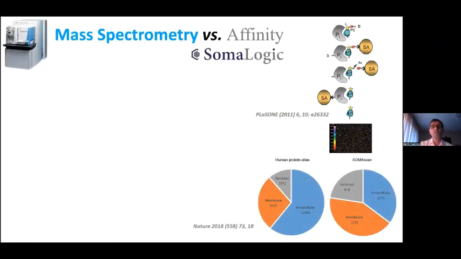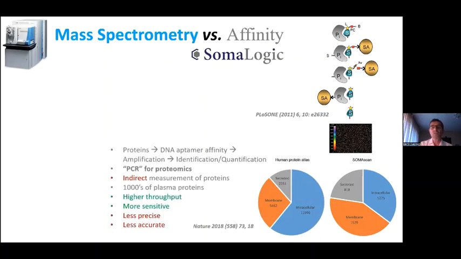However, mass spectrometry is not the only workhorse you can use in plasma proteomics. There are also affinity reagents, and I introduce here the SomaLogic technology, which is based on DNA aptamers. These are basically small pieces of DNA that work like affibodies, like small antibodies. So the proteins bind to these aptamers, and then you have the advantage that you can amplify the signal because you have DNA bound to the protein, and then you can do identification and quantification. So this gives you kind of a PCR for proteomics that you usually only know in genomics. However, it's an indirect measurement of proteins.